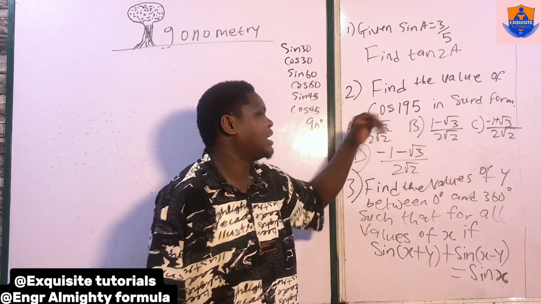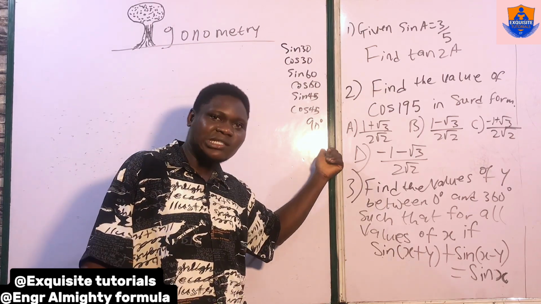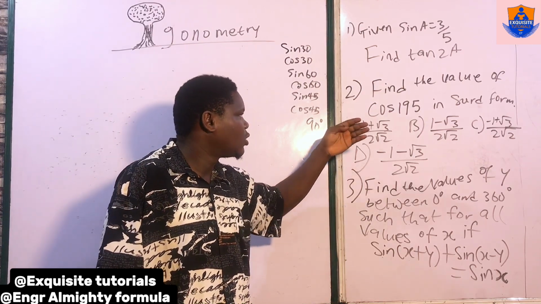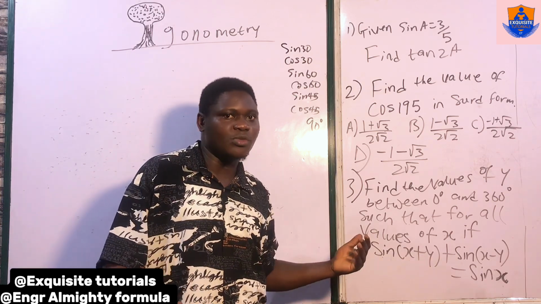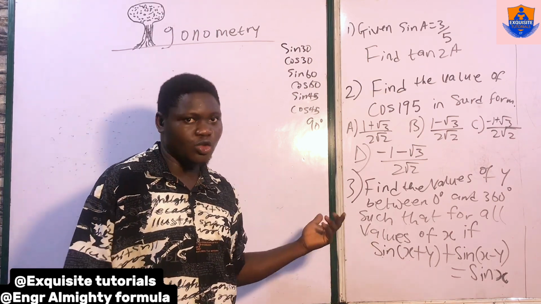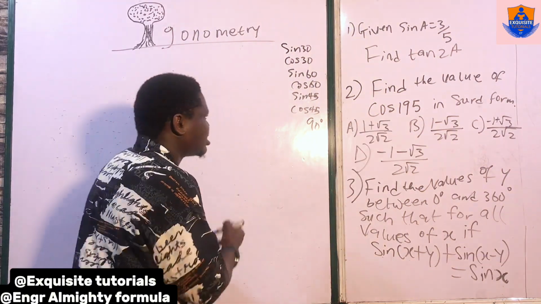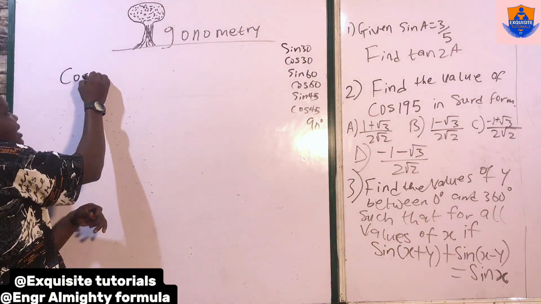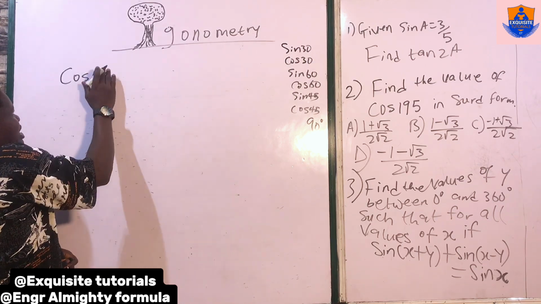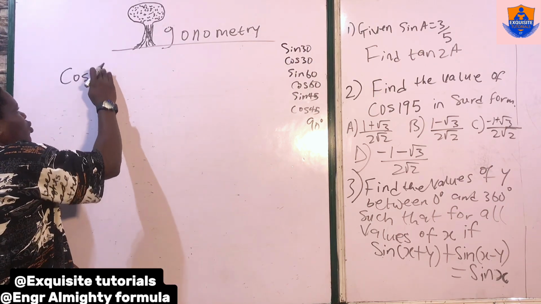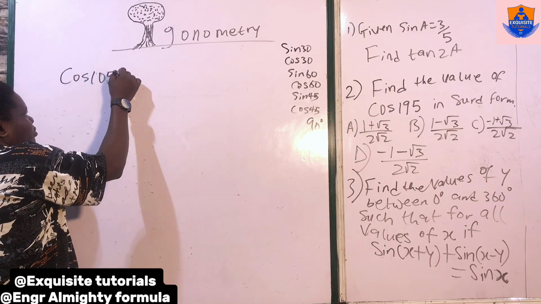But how do I get 195? 90 plus 90 plus 15. That will also be a special angle. So I'm going to break this down using 90s, multiples of 90s. So cos 195 is the same as cos of 105 plus 90.